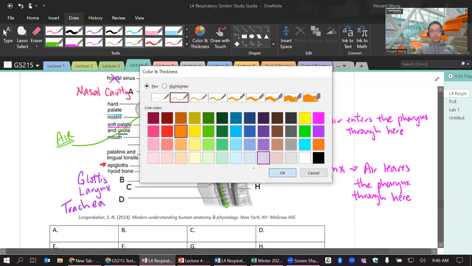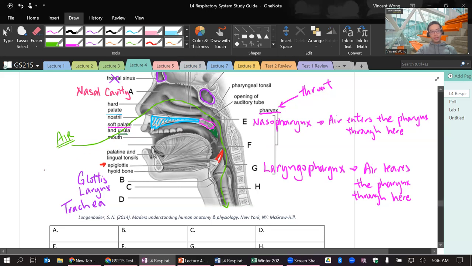Okay, so another way to go to the throat is to swallow things, right? So for food and liquid, it's gonna go right through the mouth. And then it's going to go right here. So this opening that leads to the pharynx from the mouth, that would be the oropharynx. Okay, and if you want, you can put food and liquid enters the pharynx through here. And then it's going to go into the esophagus.